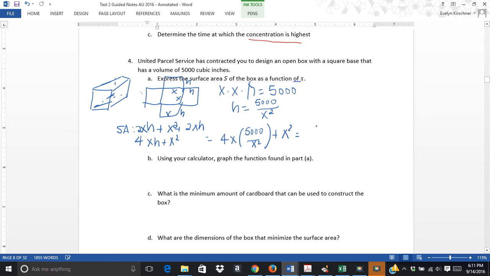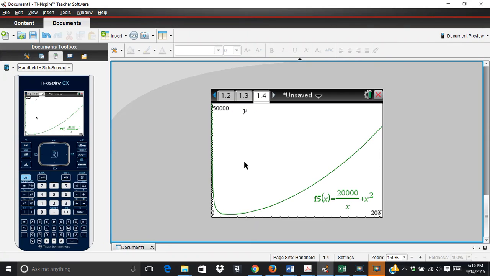Or I have 4 times 5,000 is 20,000 over x plus x squared. So you have your equation. Now go ahead on your calculator and graph the function, and we'll look at it together. Your graph should look like this.